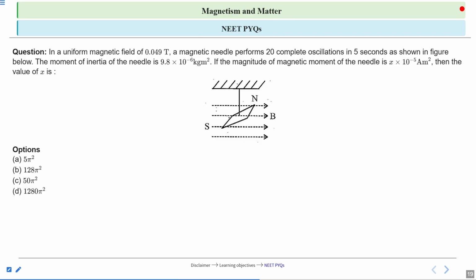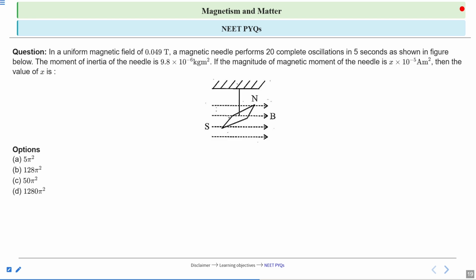Okay. Next question. In a uniform field of 0.049 Tesla, a magnetic needle performs 20 complete oscillations in 5 seconds. So what is given? 20 complete oscillations in 5 seconds. That means frequency is given, as shown in the figure. The moment of inertia of the needle is 9.8 into 10 to the power minus 6 kg meter square.